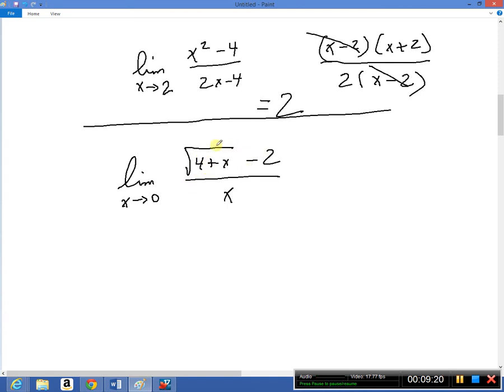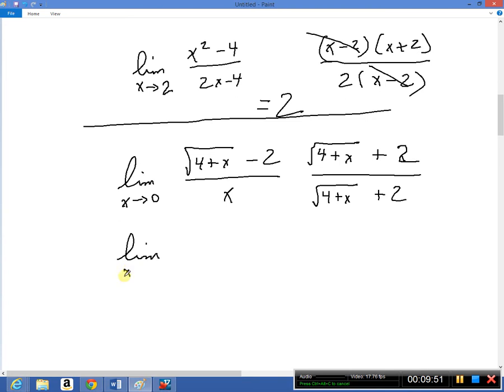But this is kind of begging for that trick that we talked about many times. You've got a radical, you've got a difference, so you should be multiplying by the conjugate. Multiplying by the conjugate is going to get rid of the radical in the numerator and make good things happen. So we're going to multiply top and bottom by square root of 4 plus x plus 2. So we do it to the top, we do it to the bottom, and that's going to give us an instance of a squared minus b squared. That's why we do it, because we get the difference of two squares.